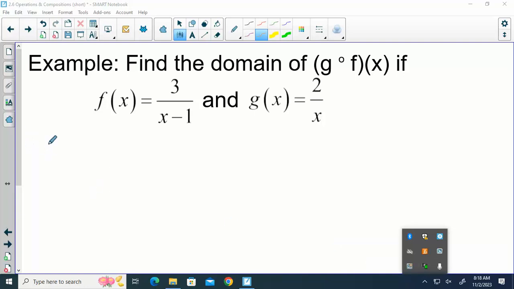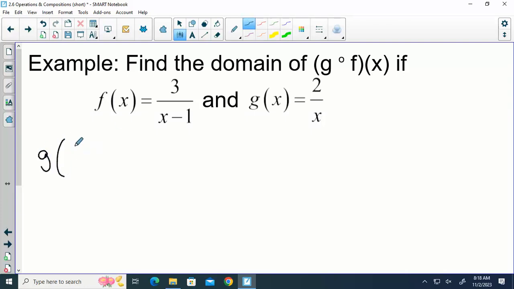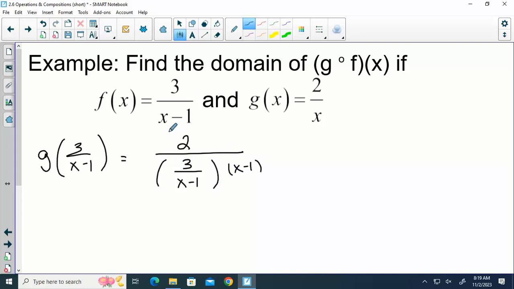Right. I want you guys to try one. Okay. So G composed with F. So if we do that, G of 3 over x minus 1. So you get 2 over 3 over x minus 1. So then, what do we do? So we get 2x minus 2 over 3.